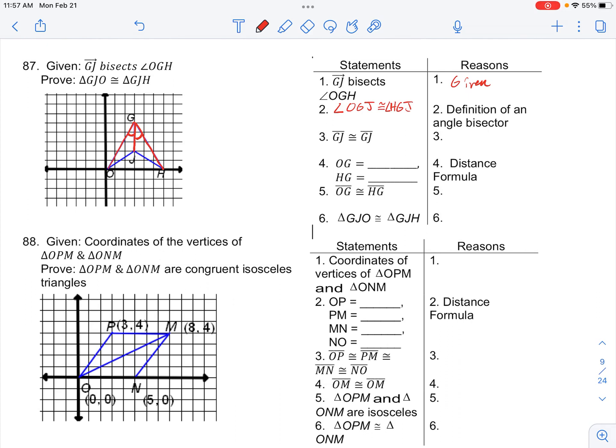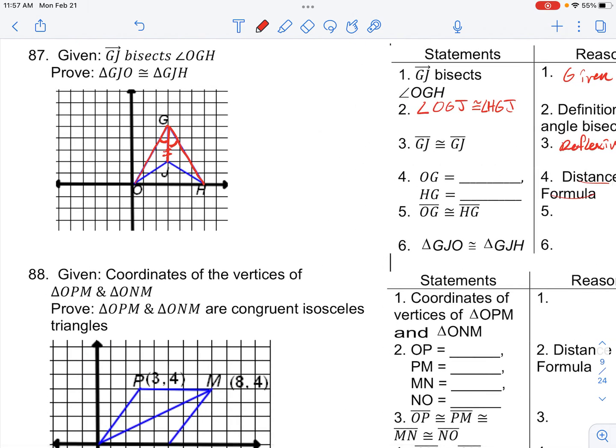Then we have that GJ is congruent to GJ, so these two segments are congruent to each other. That's just the reflexive property of congruence.